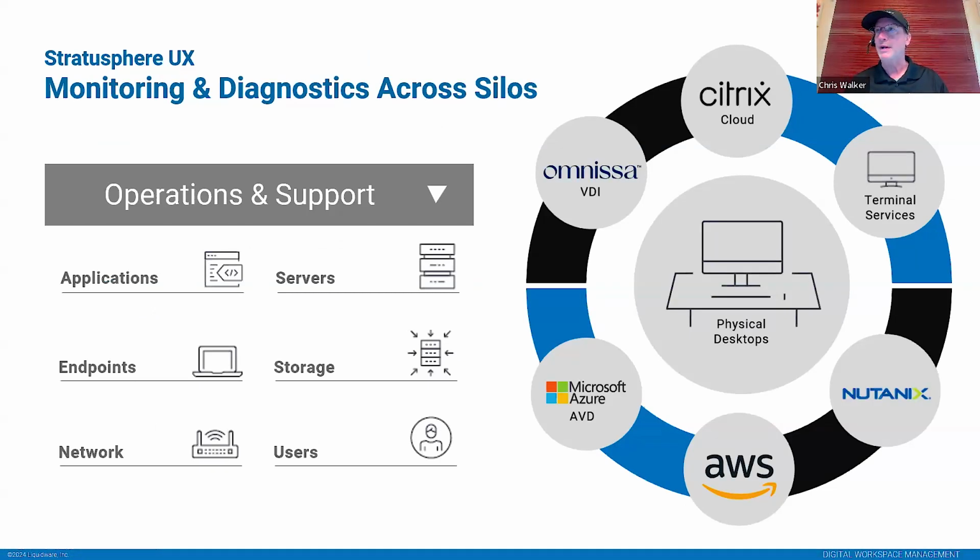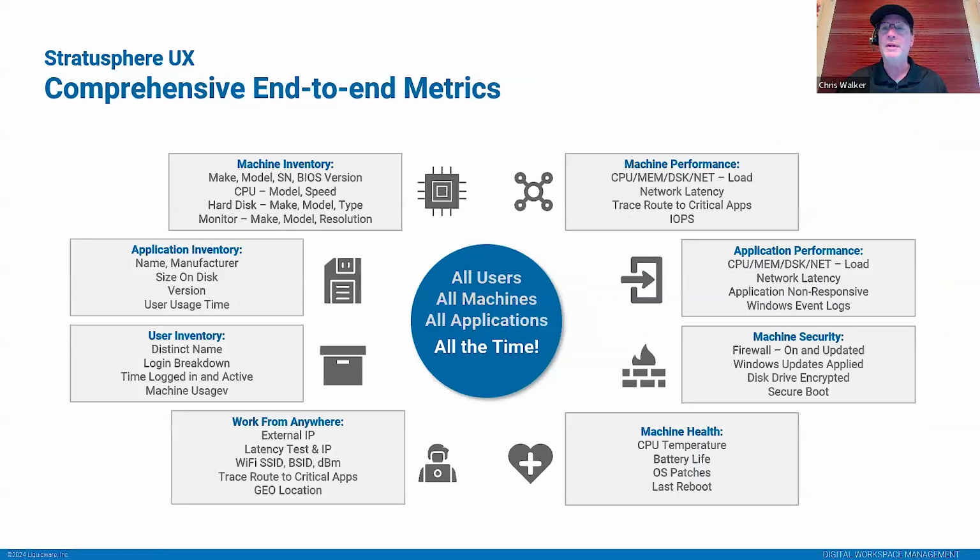So how far are they from their access point and their Wi-Fi information? What's their CPU temperature on the machine? How is an application response time? Is it talking to a database on the back end? What is the latency to that database? So next slide, please.